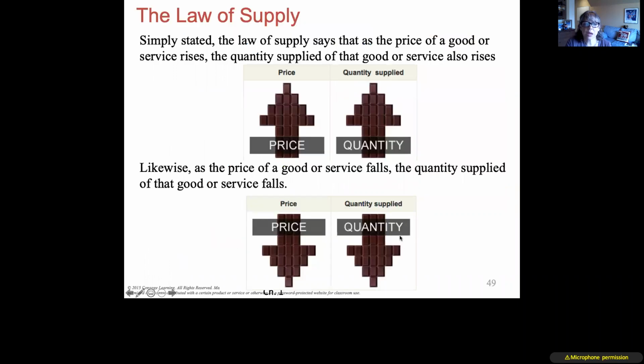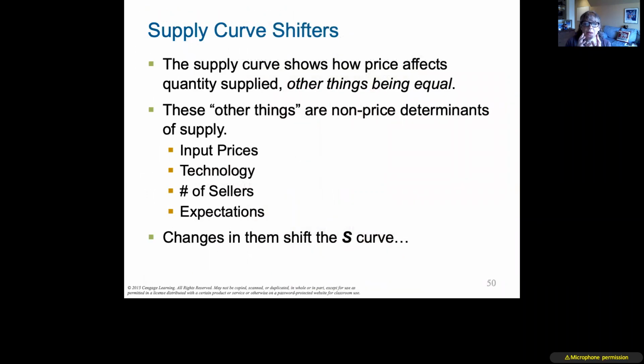So the law of supply simply states that as the price of a good or service rises, the quantity supplied of that good also rises. Both go up. Likewise, if the price of the good falls, the quantity supplied of that good also falls. This is taking a look at how price affects the quantity supplied.